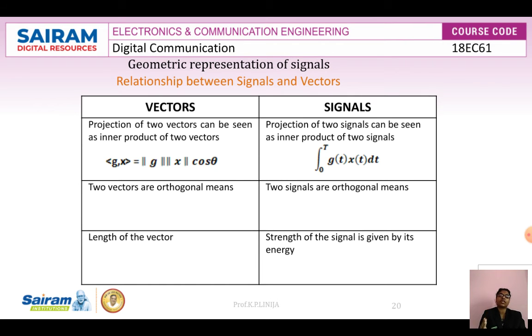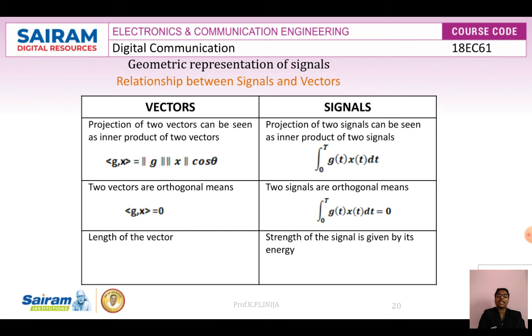Coming to the orthogonal properties, if two vectors are orthogonal, then the mathematical expression is g comma x is equal to 0. And if two signals are orthogonal, then we can say that the integral from 0 to T of g of t into x of t dt is equal to 0.